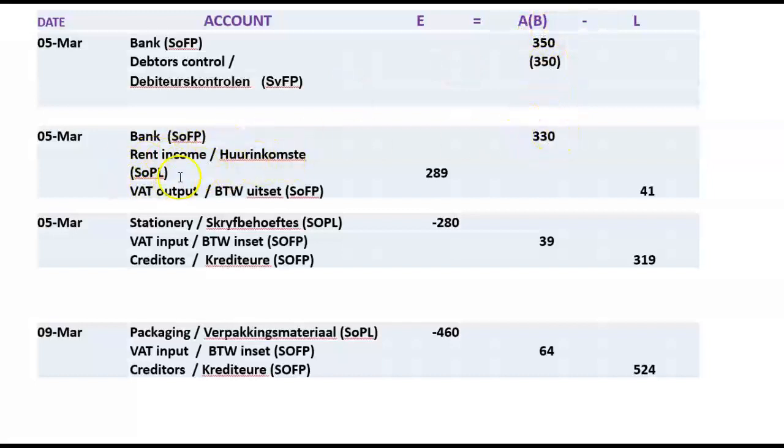Rental income, statement of profit or loss, it's an income, so equity will increase. 330 divided by 1.14 is 289. And then VAT output, that is a liability that's going to increase. 14% of 289 equals 41. If I add 289 plus 41, I am back at the 330 Rand.